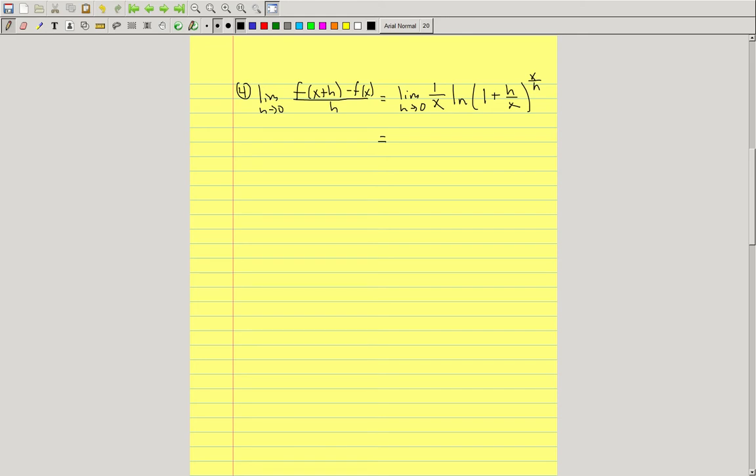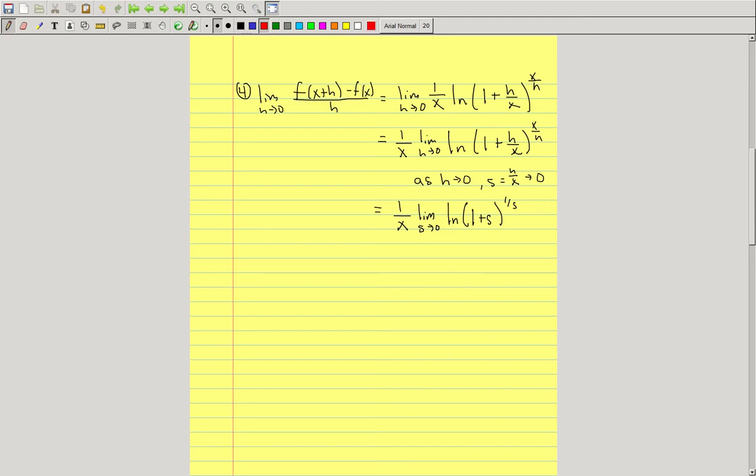I know that the limit does not depend on x, so I'm allowed to pull 1 over x to the front of my limit expression, treating it as a constant. That leaves me with the limit as h approaches 0 of 1 plus h divided by x to the x over h power. Now, as h goes to 0, if I set s equal to h over x, that will also go to 0. This allows me to make a substitution in my limit expression. So we're going to have 1 divided by x times the limit as s goes to 0 of the natural log of 1 plus s to the 1 over s power.